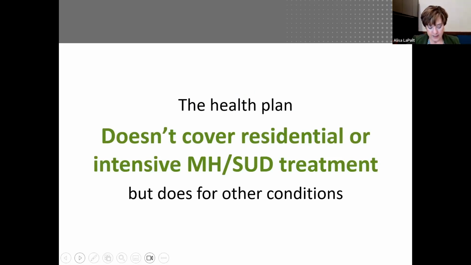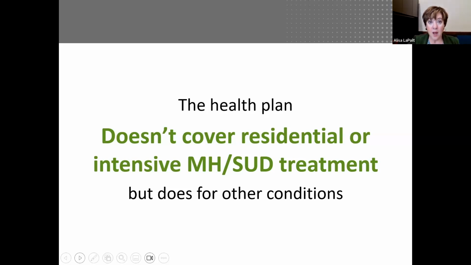So another red flag is that the health plan may be violating parity laws if it doesn't cover residential treatment or partial hospitalization for mental health or addiction, but it does cover step-down care in a skilled nursing facility after a stroke or a heart attack. So you can see the imbalance there.